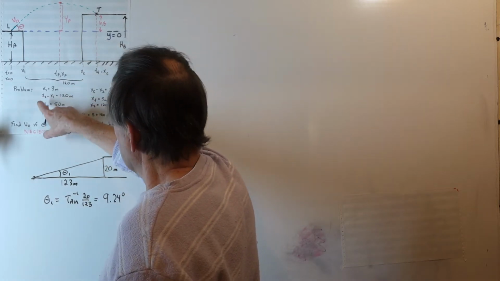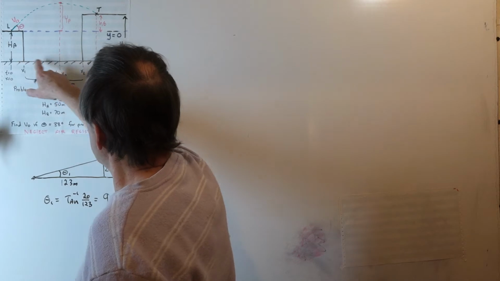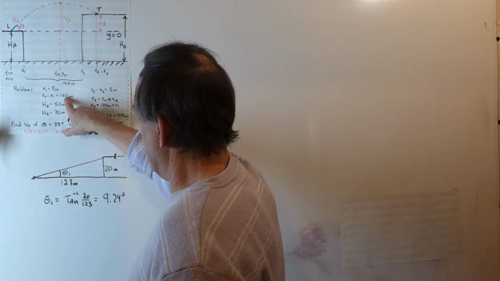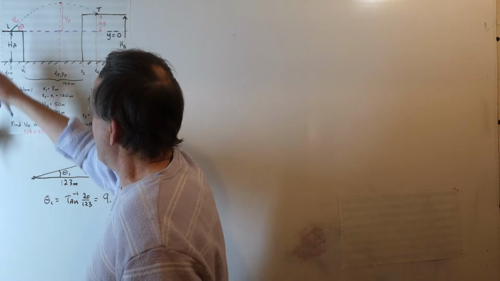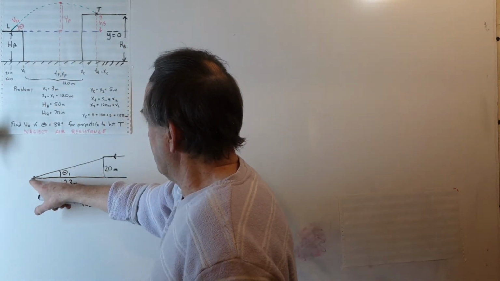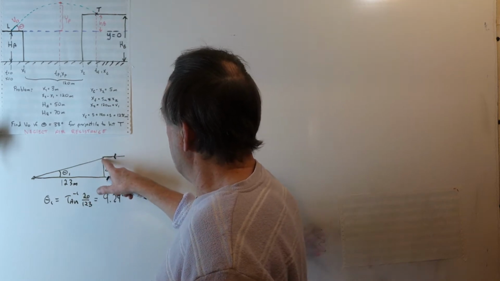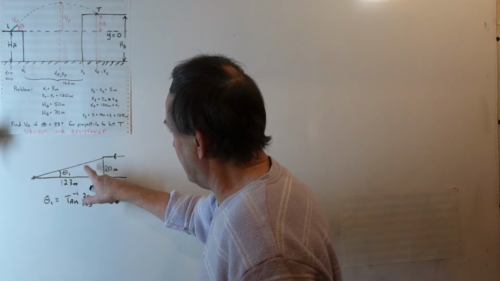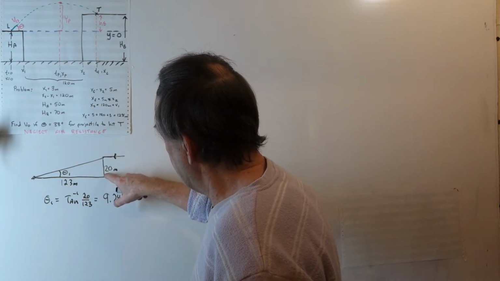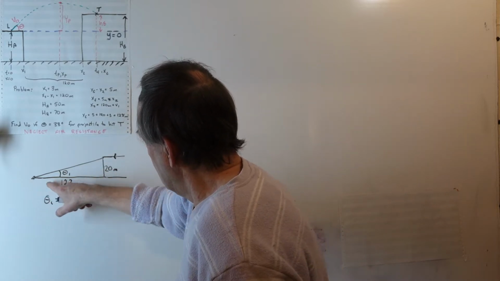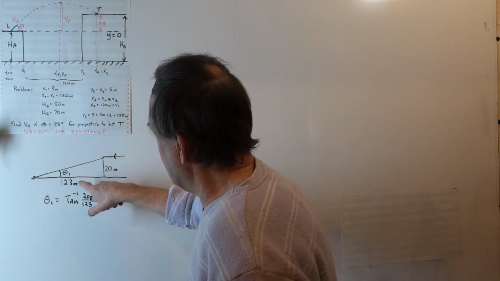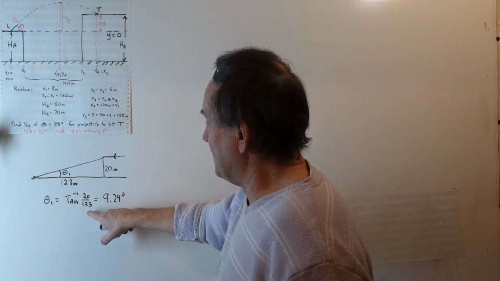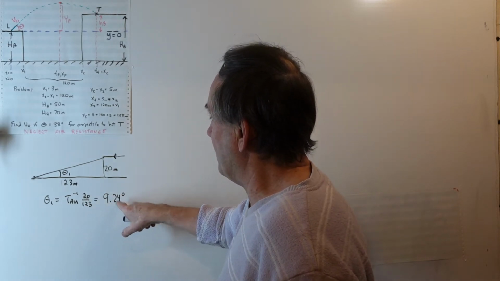Well, x2 minus x1, the distance between the two building walls, is 120 meters, and x1 is 3 meters back, so the distance from the launch point to the edge of the building that we need to clear the corner is 123 meters. So this angle theta 1 then is 20 divided by 123. That is the tangent. So theta 1 would be the arctangent of 20 over 123, or 9.24 degrees.